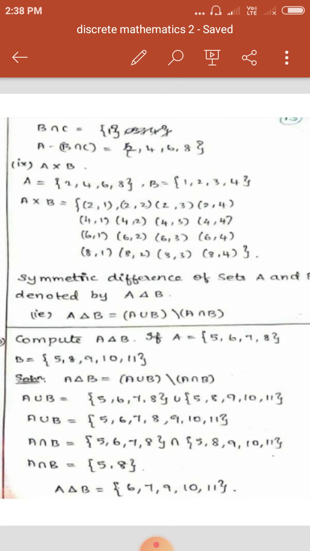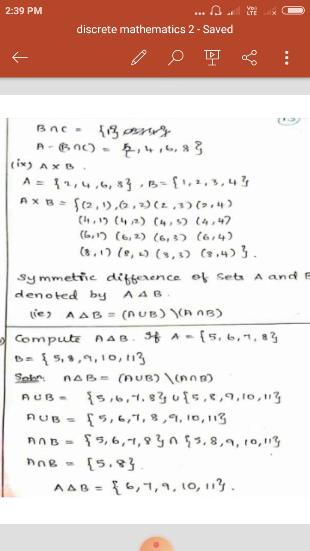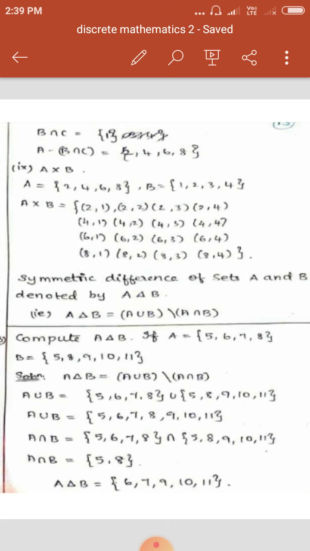Similarly, to find B cross A, we have to take the cross product of B with A. That is (1,2), (1,4), (1,6), (1,8), and (2,2), (2,4), (2,6), (2,8). Like that, we have to find B cross A.